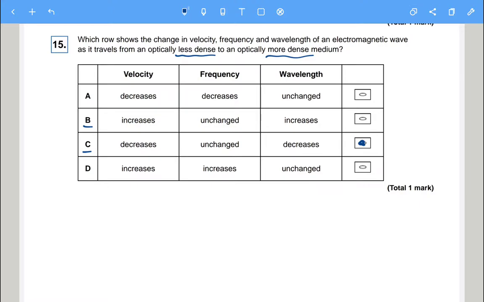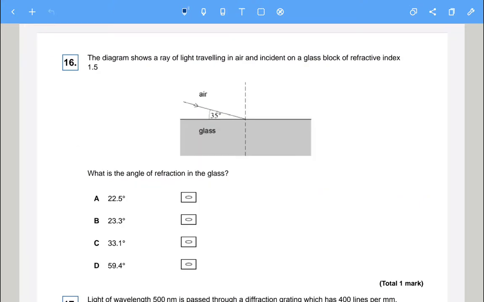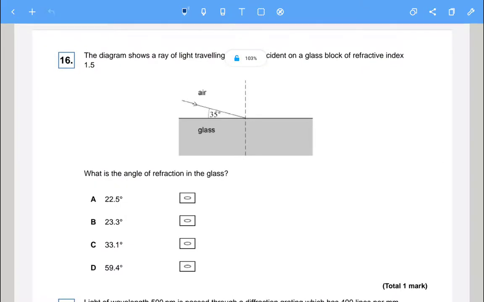Let's move on. Yeah, great question this. The amount of students, should I say, that make a silly mistake on this question is, in my opinion, quite extensive. So this is: what is the angle of refraction in the glass? Now, obviously it's in air, it's going into glass, so when it refracts into glass, it's going to refract towards the normal, maybe something like this.